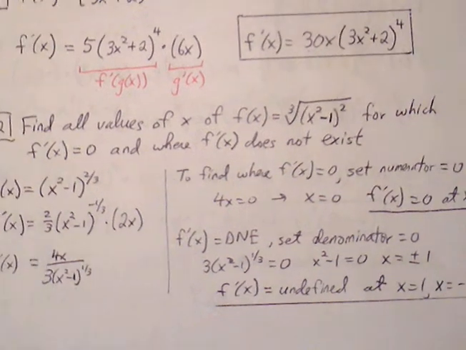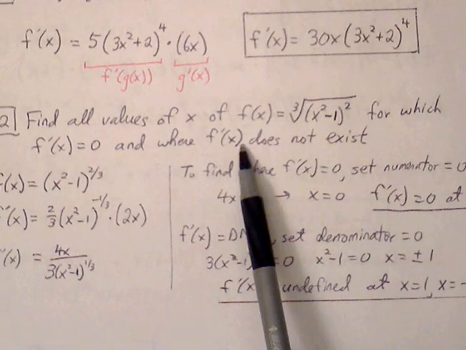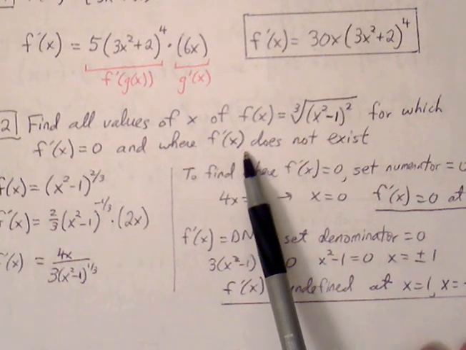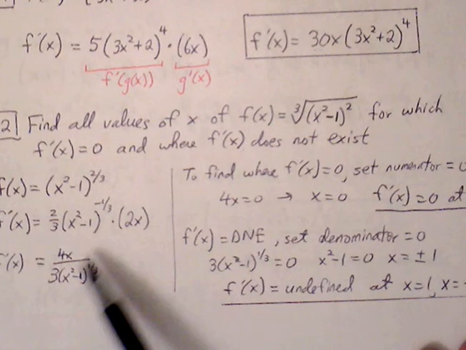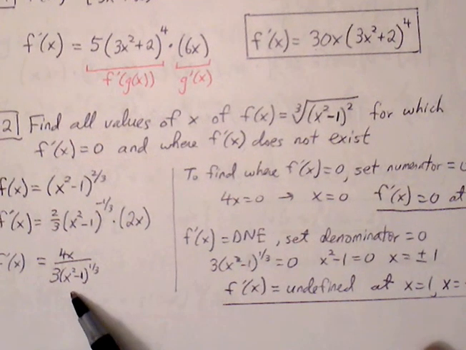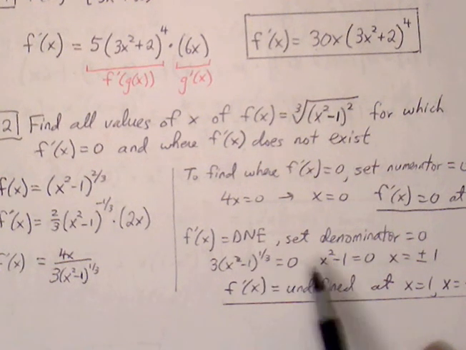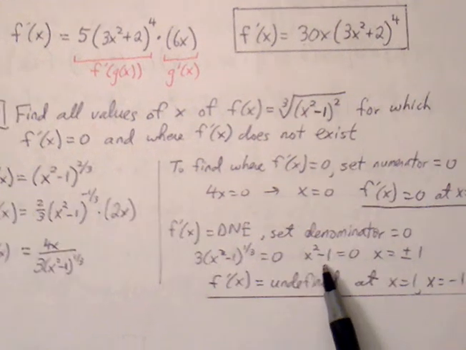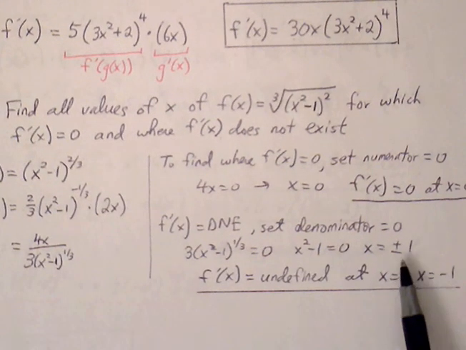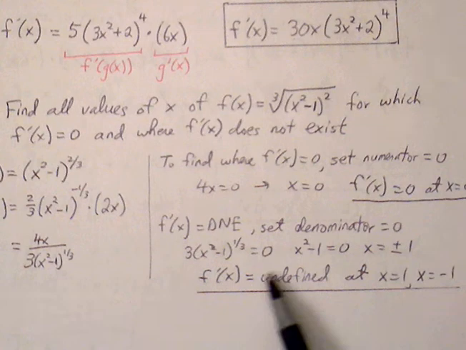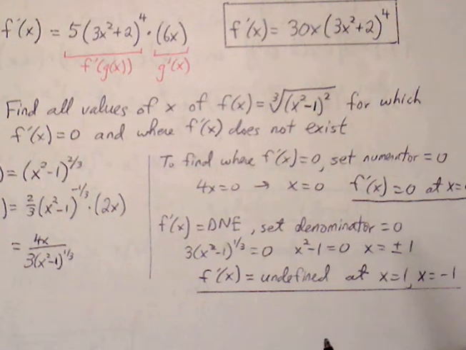Okay. If we want to find out where f prime does not exist, we just have to set the denominator of the derivative equal to 0. So the denominator is 3 times x squared minus 1 to the 1/3. We set that equal to 0, divide both sides by 3, cube both sides. We're left with x squared minus 1 equals 0. So we get x equal to plus or minus 1. So at plus or minus 1, our derivative is undefined. Our derivative does not exist.